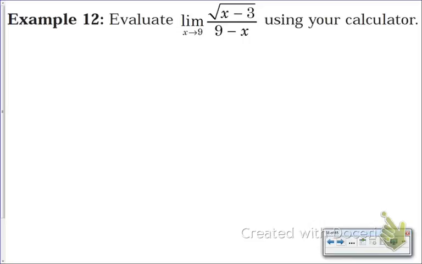The square root of x minus 3, divided by 9 minus x. And you might want to change your window back to a good viewing window.